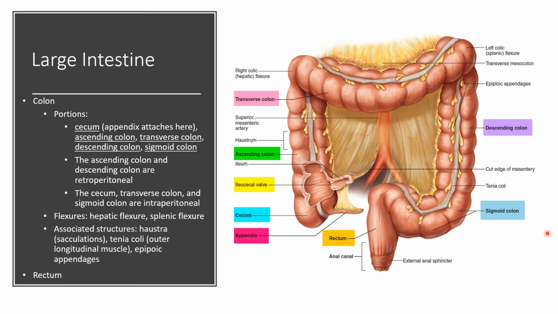And let's take note of some associated structures. Let's look at the haustra and the taenia coli. The reason you have haustra is the taenia coli are strands of longitudinal muscle. But since the colon is so much longer than the taenia coli, it has an accordion-like effect on the colon, so it bunches up and forms these haustra. And of course you have these epiploic fatty appendages.